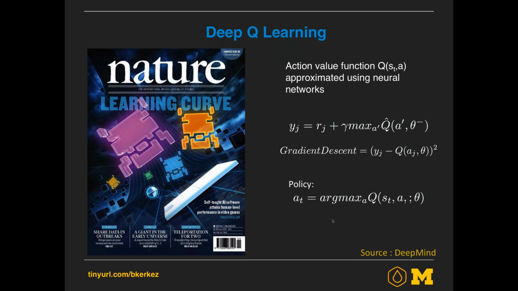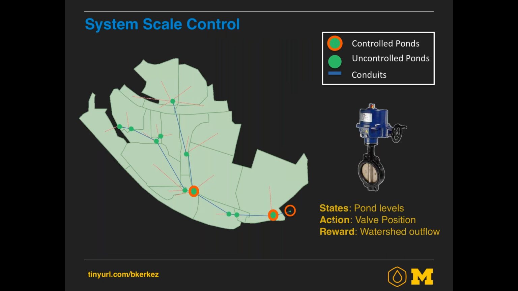And then the computer over time learns how to control the system. And so that's effectively what he did. We took these algorithms that were designed for a completely different application. We said, can you apply them to stormwater systems? And that's what we did.